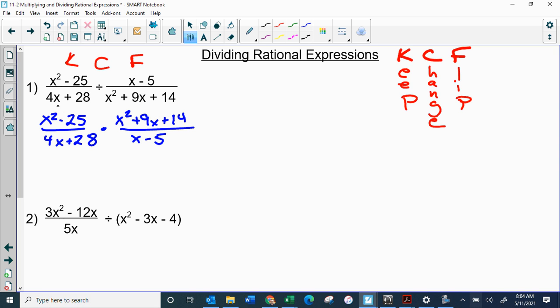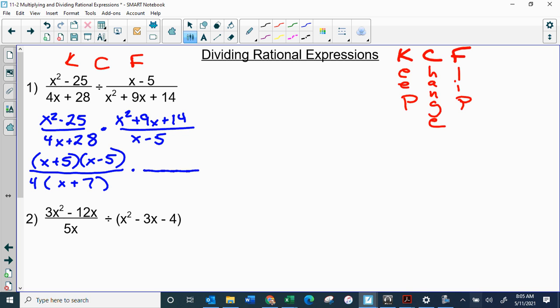Hopefully you notice that x squared minus 25 is a difference of squares. So that can be factored to x plus 5 times x minus 5. In the denominator, I can factor out a 4, so I have 4 times x plus 7.